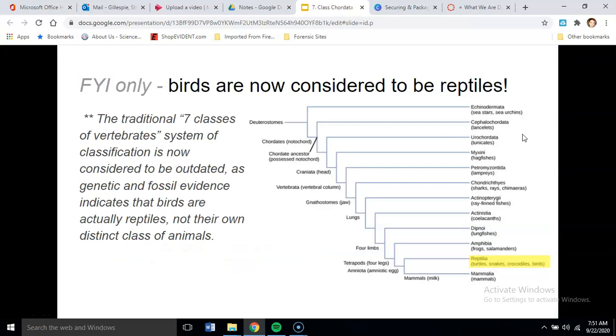So like I said a minute ago, since we now know birds to really be an offshoot of the surviving dinosaurs, they're really now considered to be reptiles. And this traditional 7-class of vertebrate system is considered outdated now, as genetic and fossil evidence indicates that birds are reptiles, not their own distinct class.